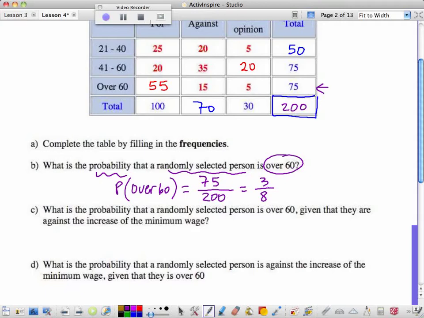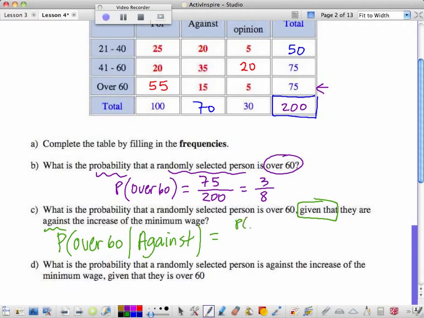Okay, letter C. It says, what is the probability that a randomly selected person is over 60 given that, so now I have a condition, given that they are against the increase of minimum wage. So if I'm going to write that out, it's a probability of a randomly selected person over 60. But given that, remember we write that bar, given that they are against the increase of minimum wage. So what do we do for this? We do the probability of over 60 intersecting against, divided by the probability of against.